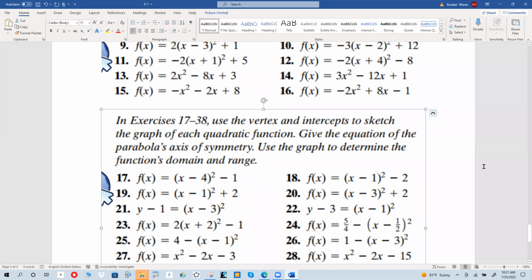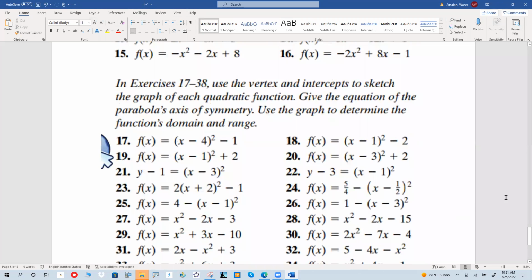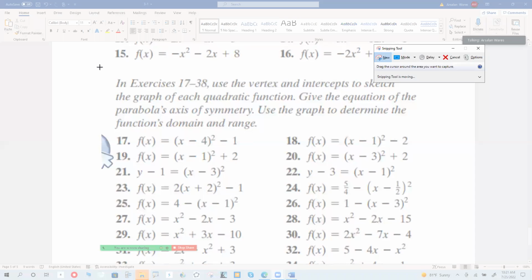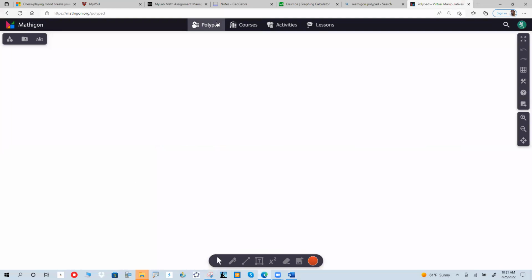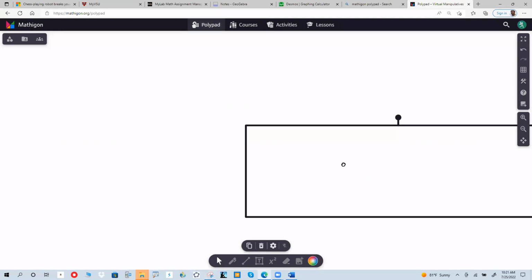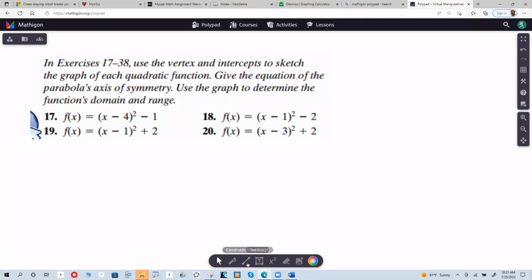There are lots of fancy words here, right? I'm going to do one from the top, one from the bottom. I'll do 20, and I'm grabbing the text as well. I always think when the function is like this, it's easy. What do they mean? Let's do 20. I can ask you what's the equation, and so on. I can give you all those. Give the equation of the parabola's axis. There's nothing to it. Okay, so guys, I'm doing 20.